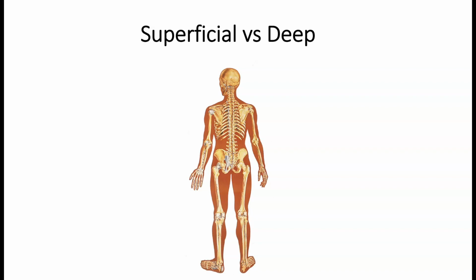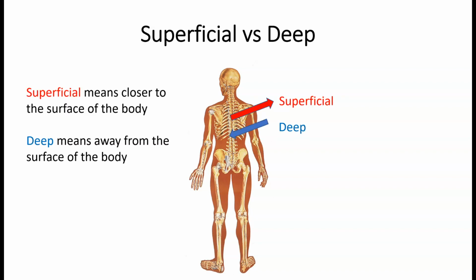Superficial versus deep. Superficial means closer to the surface of the body. So the skin, we would say, is superficial to the underlying muscles, or we can say the skin is superficial to the skeleton. Deep means away from the surface of the body. So if we're talking about skin and underlying muscles, we would say the underlying muscles are deep to the skin. In this example, the skin is superficial to the skeleton.